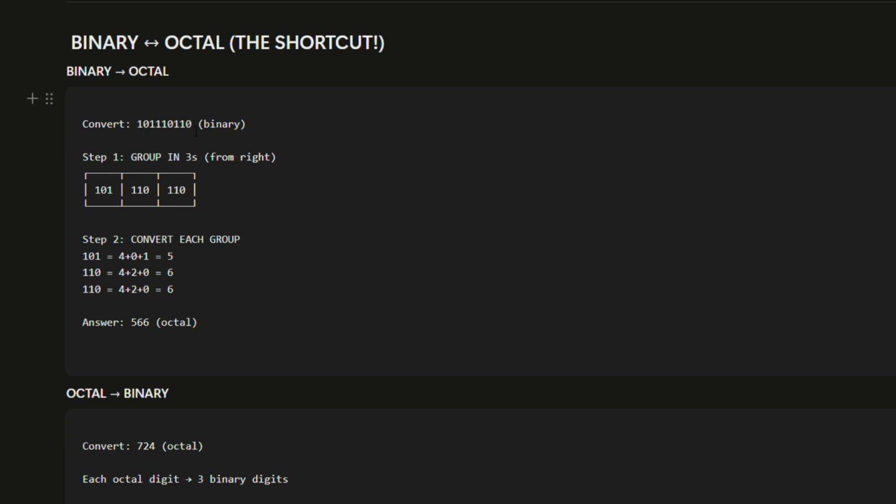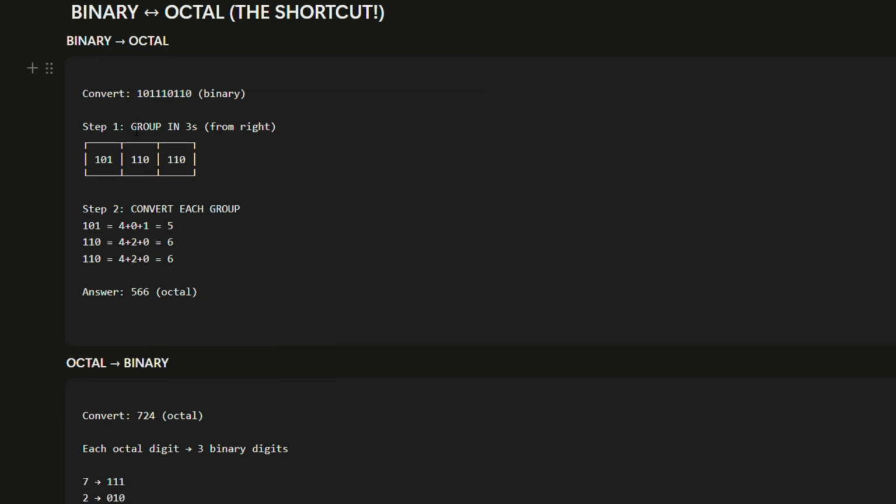What you'll have to do is group it in threes, and that happens from your right side. So let's say I group this particular number in groups of three. I get 101, 110, and 110 again. Instead of converting this entire number into my octal form, I'll convert just these individual groups into my octal form and write it in order.